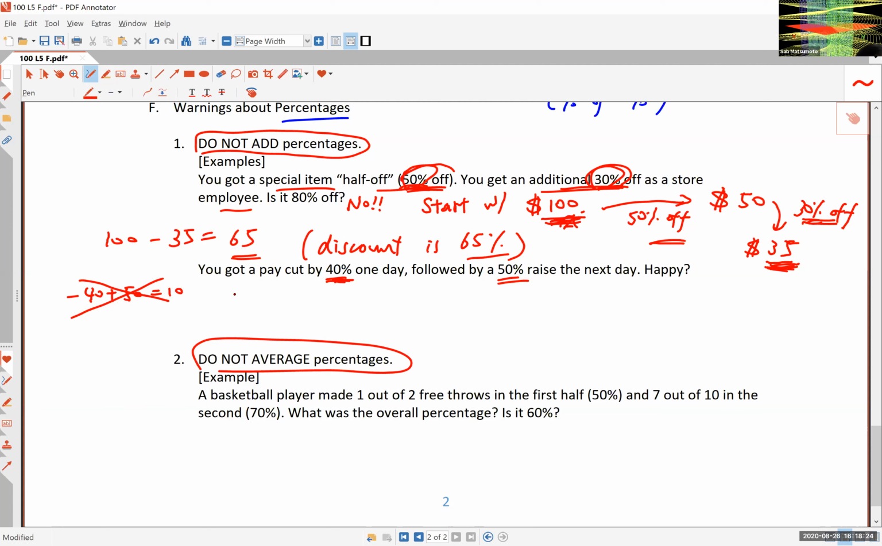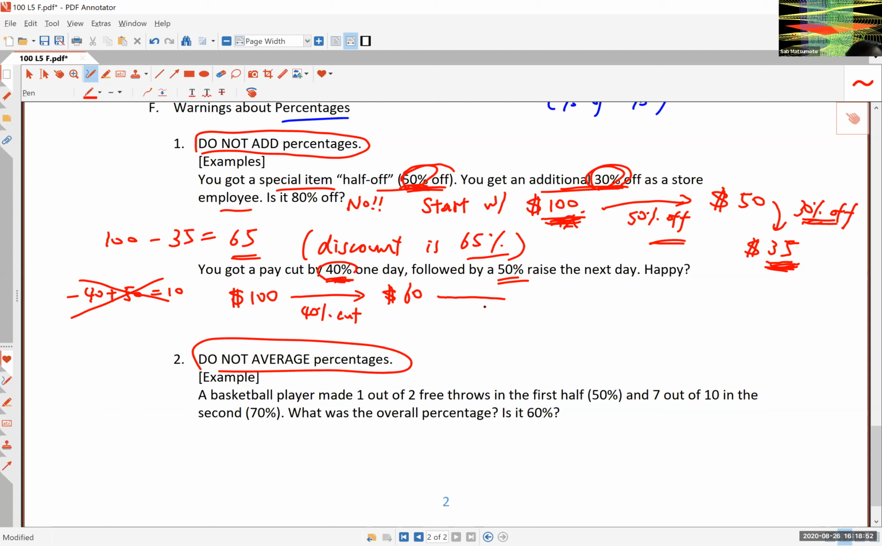So what's the right way to think about this? Again, let's start with 100. Now you don't have to start with 100, but just start with a fixed, nice number. After a 40% cut, what is 40% of 100? That's $40 off. So maybe this is a daily pay. You used to make $100 a day. Now you make $60 a day after the 40% pay cut.